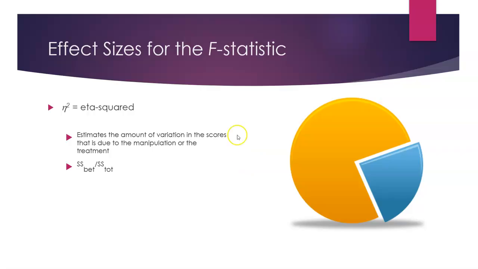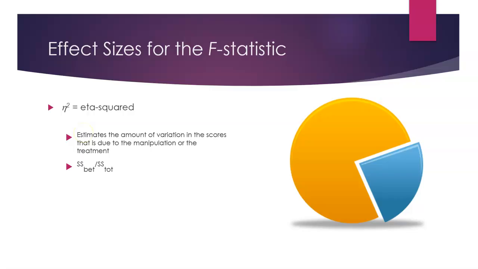The other thing that you need to know about are the effect sizes for the F statistics. So we've been talking about Cohen's d, which is expressing the magnitude of the difference between groups in standard deviation units. Our effect size for the F statistic is actually different. It's called eta squared, and this is how it is represented, the Greek letter eta squared. And what eta squared does is estimate the amount of variation in the scores that is due to the manipulation or the treatment. Okay, so the amount of variation in the scores that's due to the manipulation of the treatment.